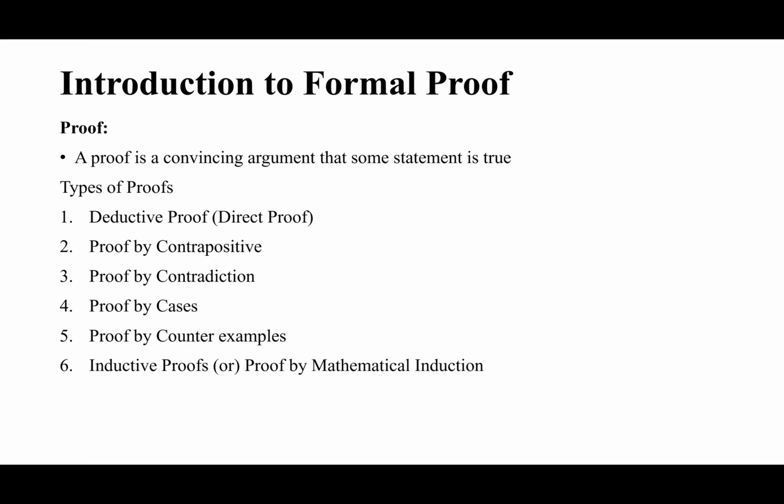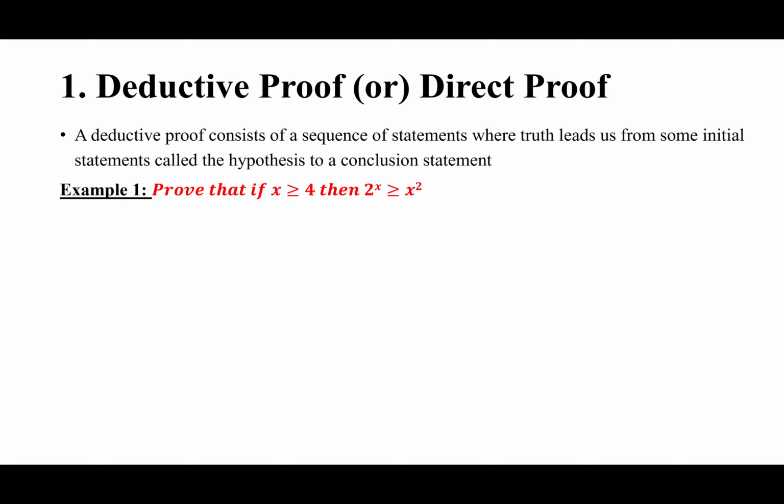That is a deductive proof, then proof by contrapositive, proof by contradiction, proof by cases, then proof by counterexample, and inductive proof or proof by mathematical induction. We will see them one by one. First we will see the deductive proof or direct proof.